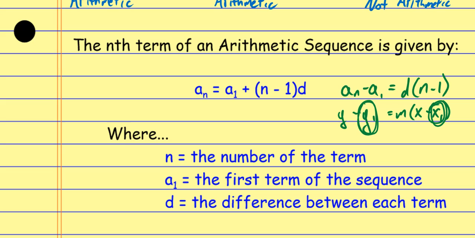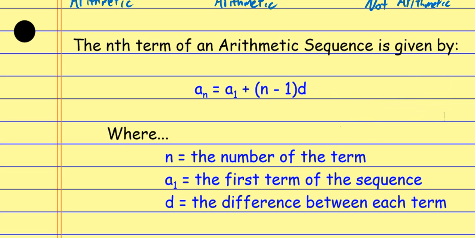If we're using the formula here, again, a sub n is the term we're looking for, a sub 1 is the first term, n is the number of the term we're looking for, and then d stands for difference. It's the common difference. It's the thing that we're adding each time in terms of that pattern. Okay?